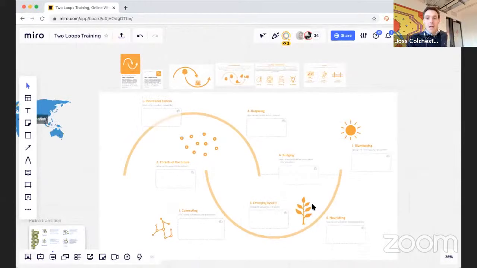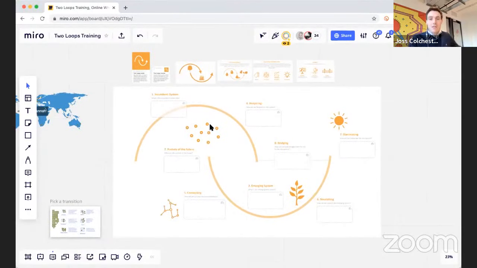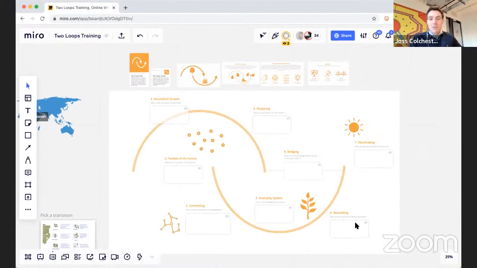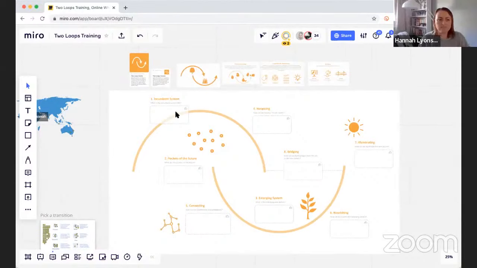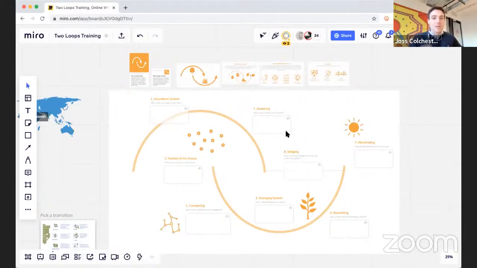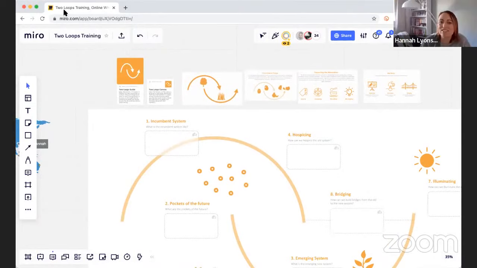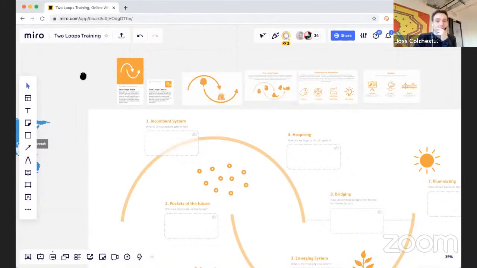Okay, so I'm going to leave you to figure all this out, and Hannah's going to get started here. Up at the top, as you would have observed, there are numbers here, so we'll be going through those numbers. There are two aspects to this. One is thinking about what exists, what is the system, what's emerging, and then the second one is about how we develop that, how we enable that transition. Okay, Hannah, over to you. Yeah, thanks for saying that, Joss. Okay, so can everybody join us at the top of the board at point 1? We're going to map the incumbent system.